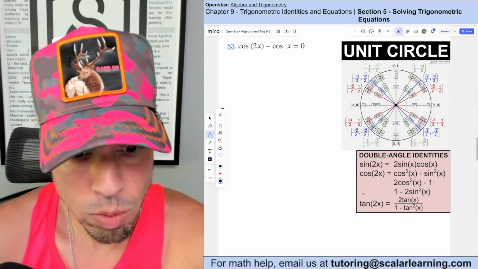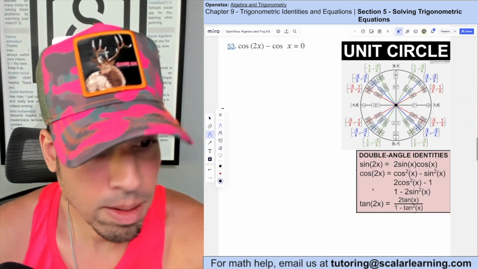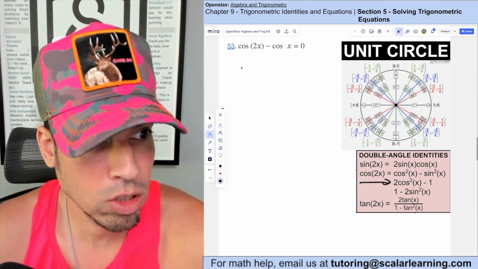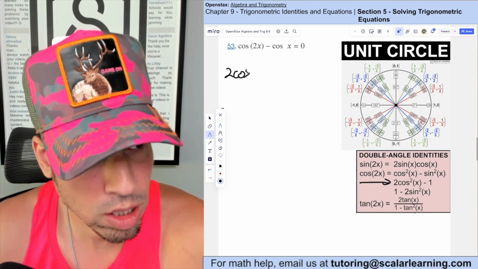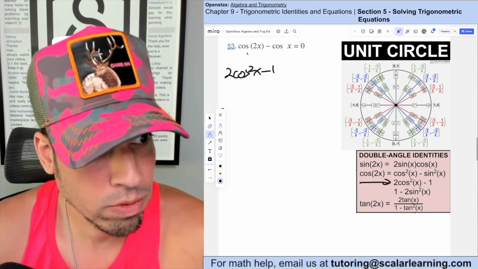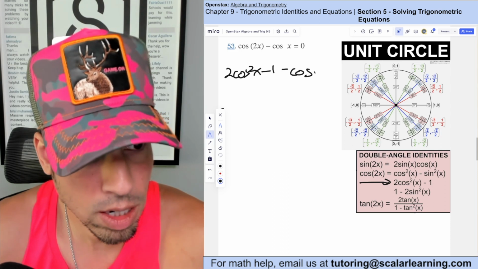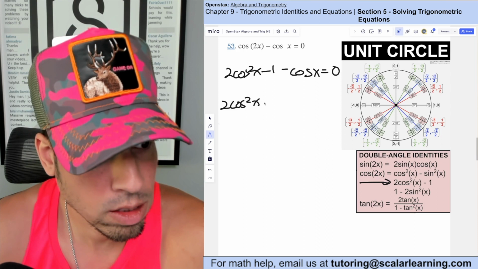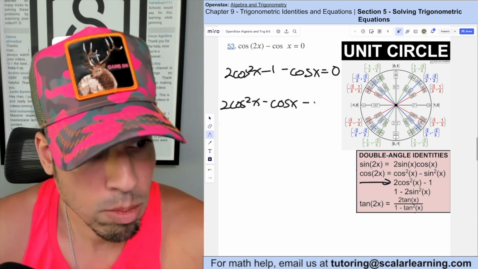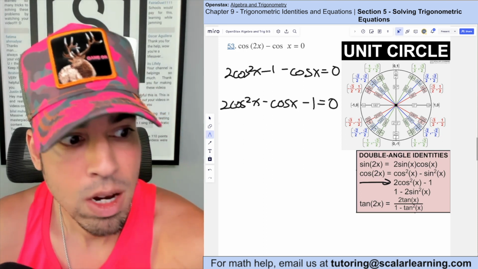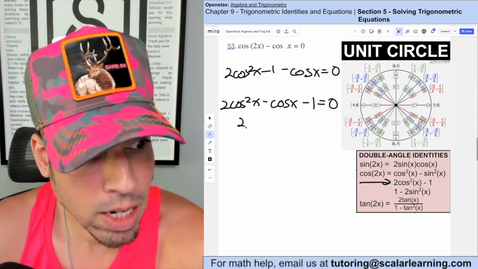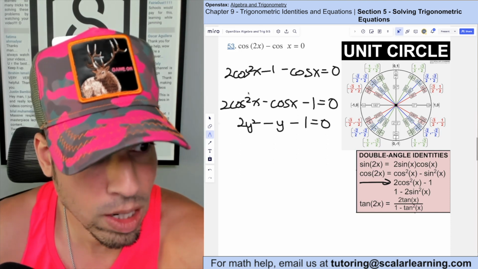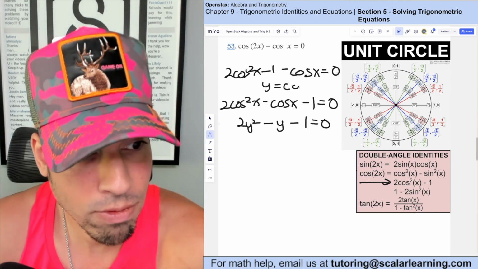So for this one, I'm going to start with the double angle identity, and I'm going to use the middle one because I got a cosine here, so I want to keep it to cosine. So I'm going to sub in 2 cosine squared x minus 1 for cosine of 2x, and then we got minus cosine x. Now I'm going to reorganize it to be 2 cosine squared x minus cosine of x minus 1 equal to 0, because now I'm going to see if I can factor this. And again, imagine this as 2y squared minus y minus 1 equal to 0, right? Where I'm subbing in y for cosine of x.